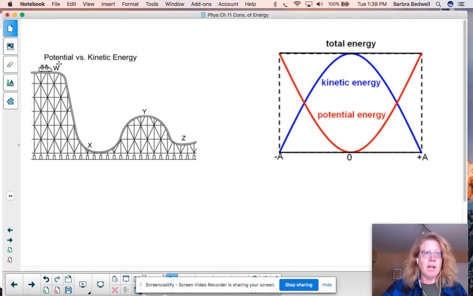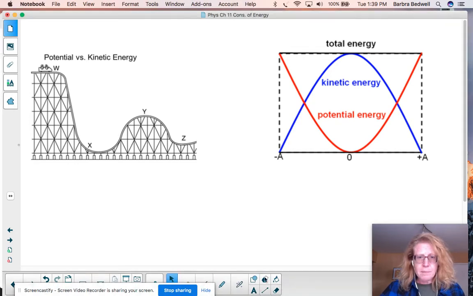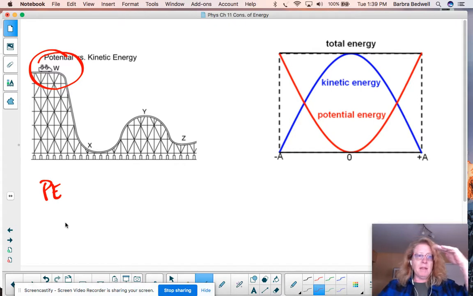So if we talk about our little roller coaster up here, I got to get my pen back. Our little roller coaster that's up there at the top. And go find a pen. There we go. So up here at the very top at position W, almost all of that energy at the very top of that hill is in potential energy.